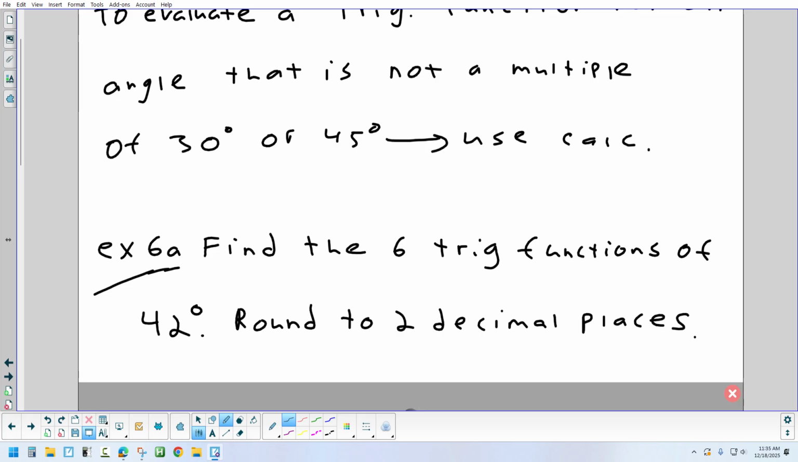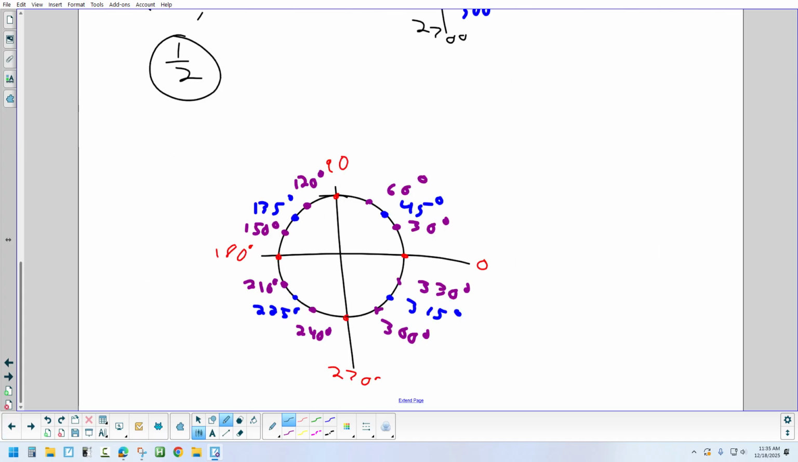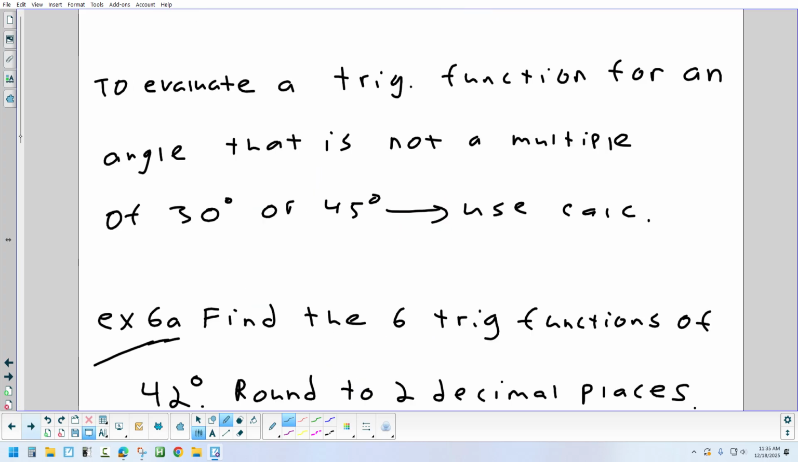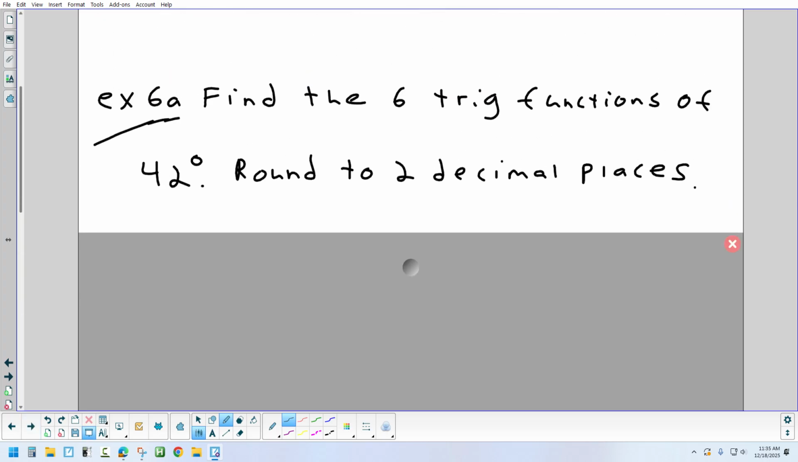Okay. So it says to find the 6 trig functions of 42 degrees. Is 42 a multiple of 30? Is 42 a multiple of 45? No. If it's not one of the angles in this chart, then for now, we're doing it on the calculator. And what is it that they want me to find the 6 trig functions of in this problem? The 6 trig functions of what?